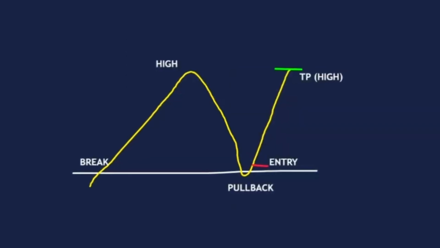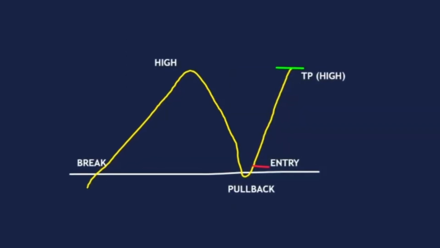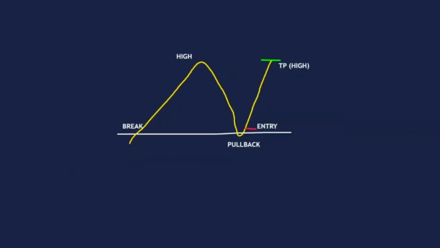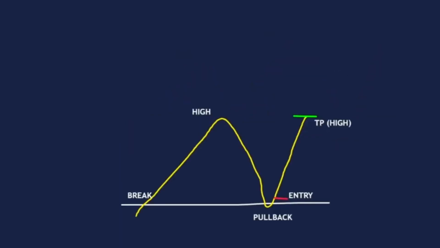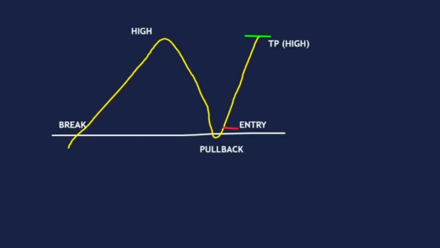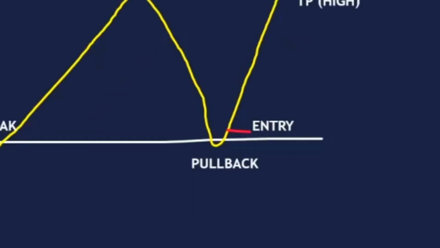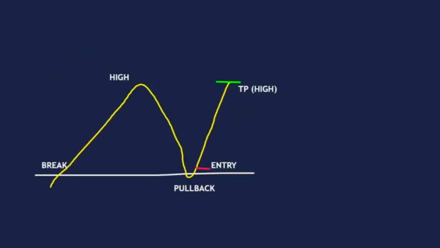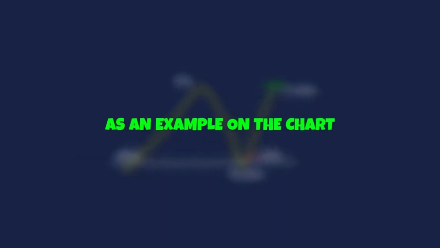Here is a quick example of what the trades we are looking for need to look like. The white line indicates the support and resistance, and then we have the break, then the initial high or low that is made, and then a pullback to the support and resistance. Price then goes behind the support and resistance, and then back in front of it. Then we take our entry and target the previous high or low for the trade. Let me show you this as an example on the chart.